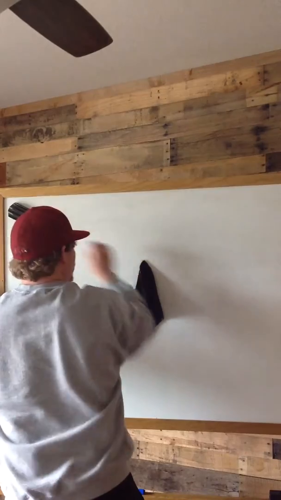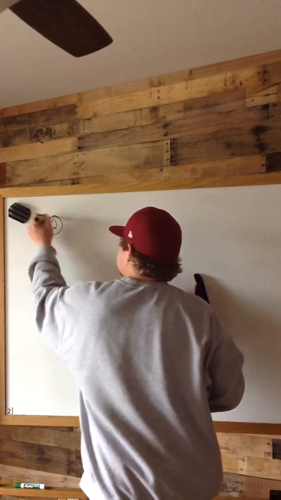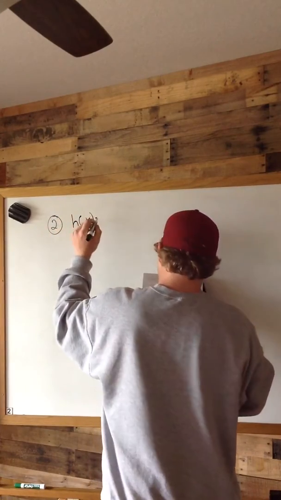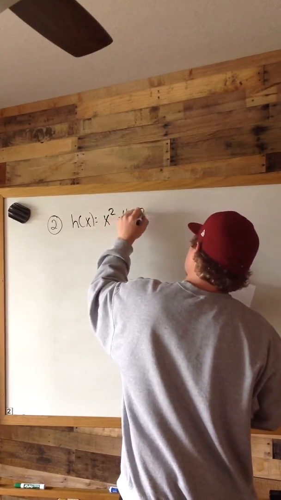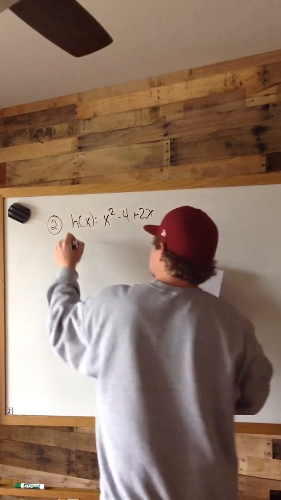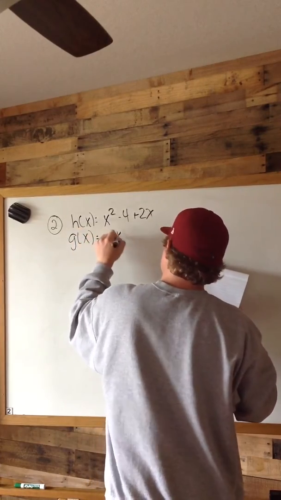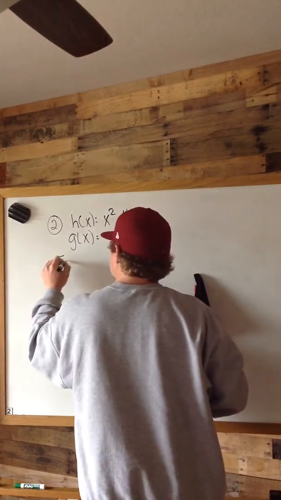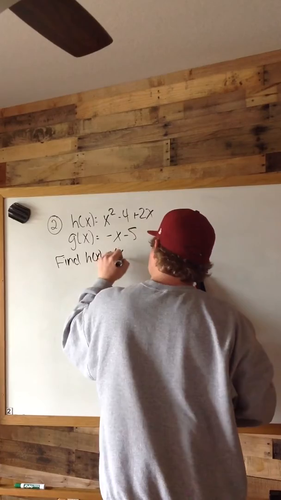The board wants to move on me when I'm trying to erase it. So number 2, we have h of x is equal to x squared minus 4 plus 2x. G of x is equal to negative x minus 5. And once again, they want us to find h of x times g of x.